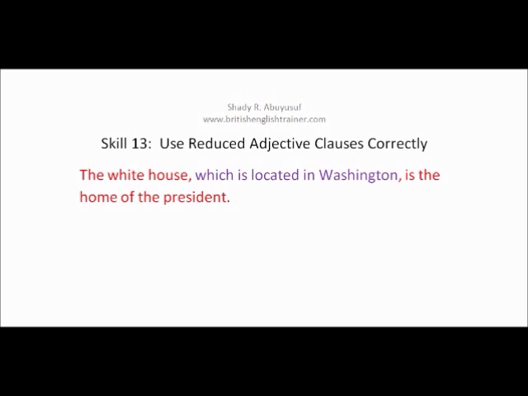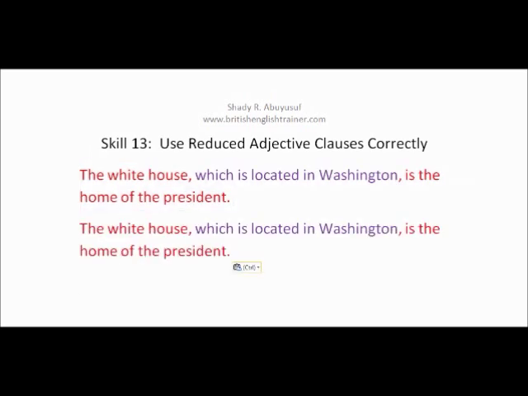The White House, look at this one. So this is the normal sentence. Let me show you the same sentence, but this time with reduction. I can say the White House, which is dropped. So the White House, located in Washington, is the home of the president. The question is, can we write this sentence in a different way? We say yes, when the adjective clause is reduced and set off from the rest of the sentence by two commas, we can write the sentence also in a different way.